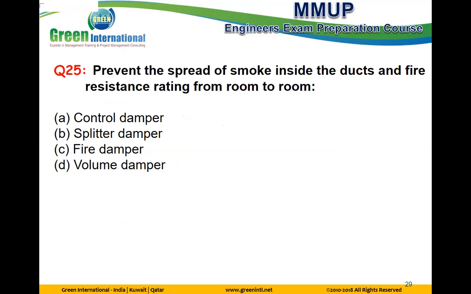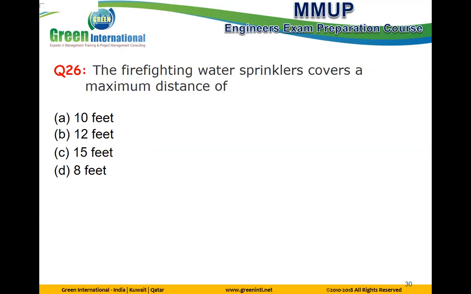Prevents the spread of smoke inside the duct and has a fire resistance rating: fire damper. Firefighting water sprinkler covers a maximum distance of 15 feet. C. Any other answer? No. Actually 15 feet, which refers to 4.6 meters, and light hazard.